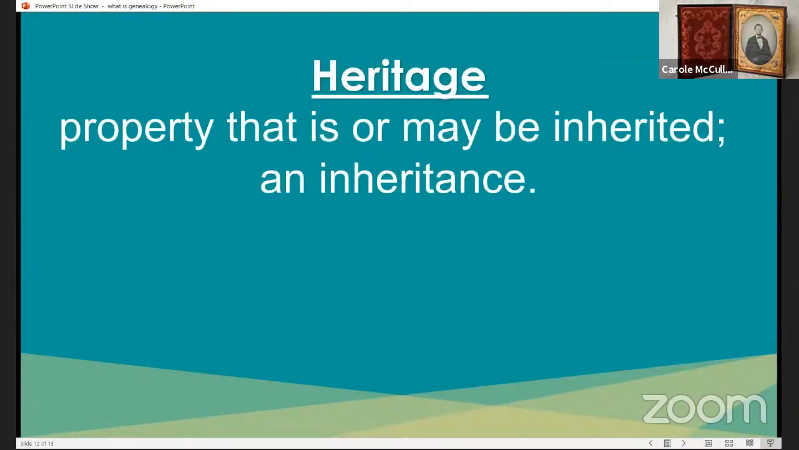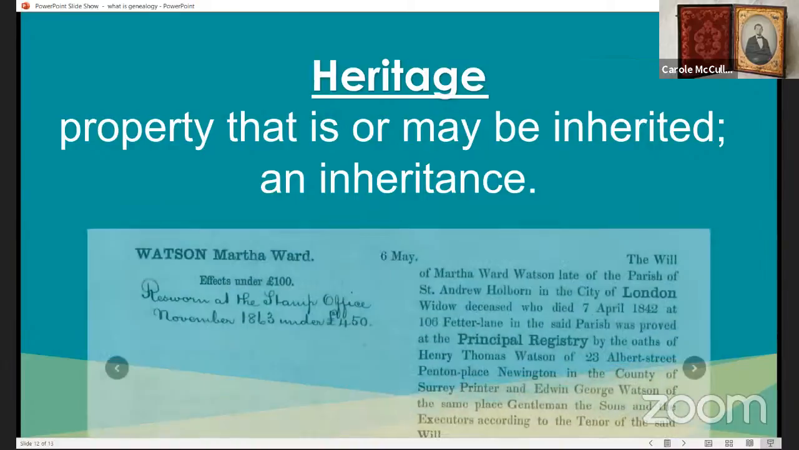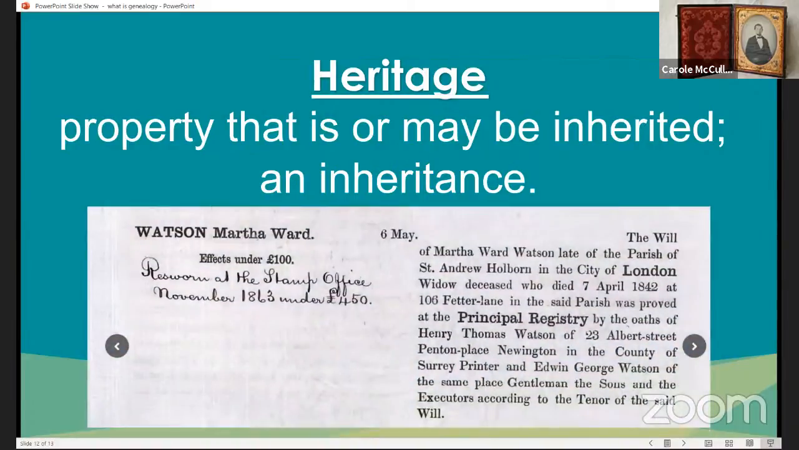The word heritage refers to property that is or may be inherited from and is called an inheritance. And in some cases, it's a sum of money, which may be from an ancestor who has passed on and it's written into their will. Or it could be a piece of furniture that is handed down throughout the generations, or a special piece of jewelry.